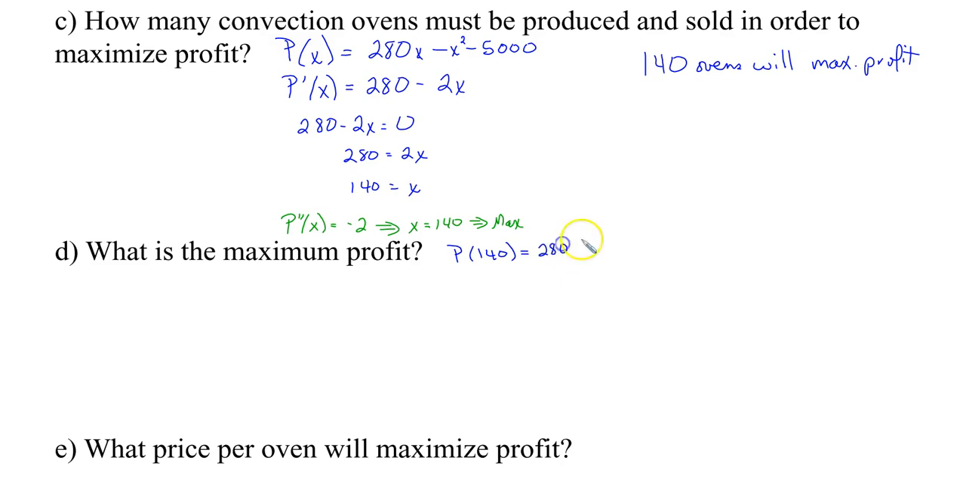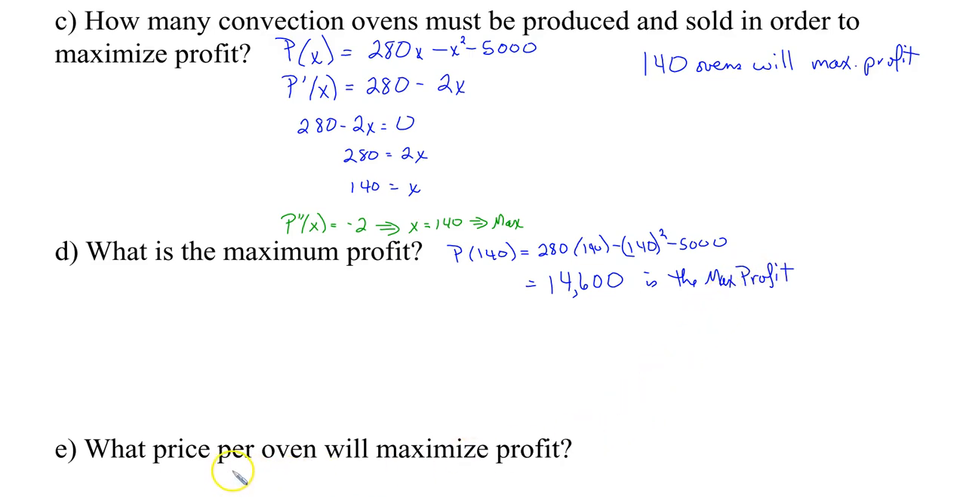So we have 280 times 140 minus 140 squared, be careful there, minus 5,000. And as I put this into my calculator that you can't see, I'm going to get a very nice number of 14,600, or $14,600 is the maximum profit, and that is obtained when 140 ovens are produced and sold.